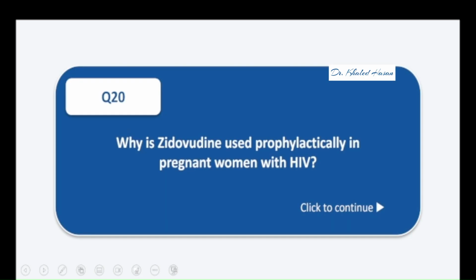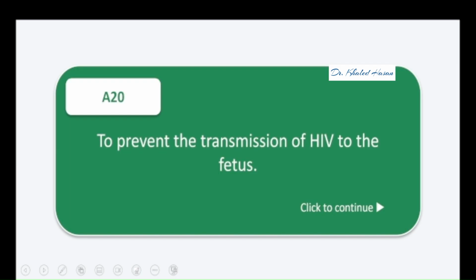Why is zidovudine used prophylactically in pregnant women with HIV? Zidovudine is considered an antiviral medication used for HIV. Why do you use this medication in pregnant women? Okay, the purpose of using zidovudine is to prevent the transmission of HIV to the fetus.